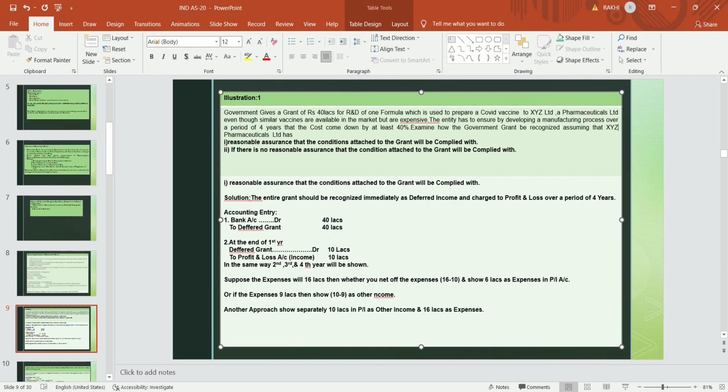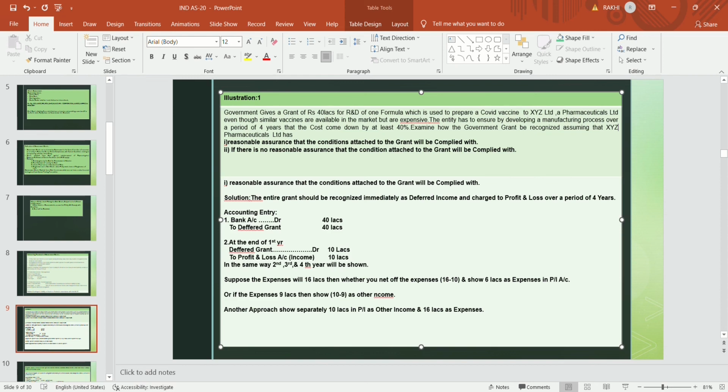In case of the gross approach, they are shown separately. In case of the net approach, the 16 lakhs expense minus the 10 lakhs income, so 6 lakhs, is treated as an expense in the P&L. And if the expense is less than the grant received, then the 1 lakh difference is treated as other income. So this is only the income or expense approach. This is not an asset approach. It's an income expense approach.